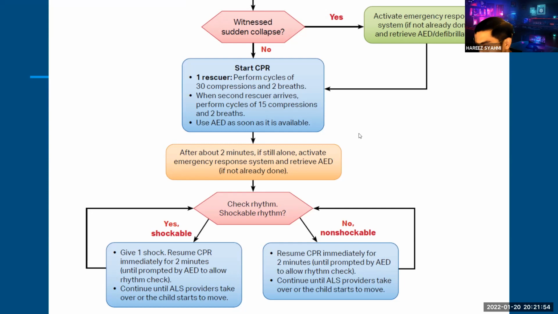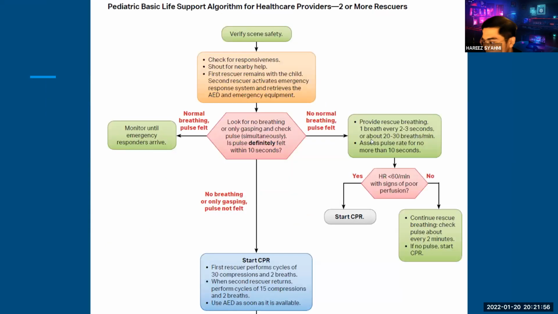Okay, this is for the one rescuer. And then this is the algorithm for two or more rescuers. Basically, the algorithm is the same, but the difference is when there are two persons during the CPR. With 2 rescuers, the rescuers need only do 15 chest compressions, compared to when there is one rescuer, who needs to do 30 compressions.